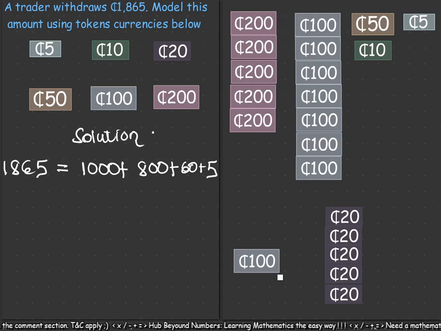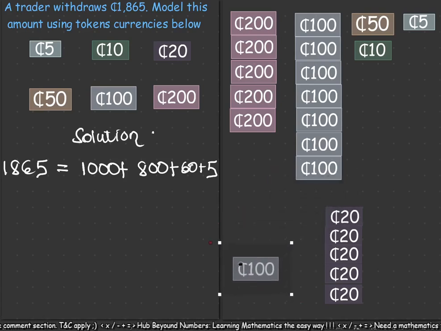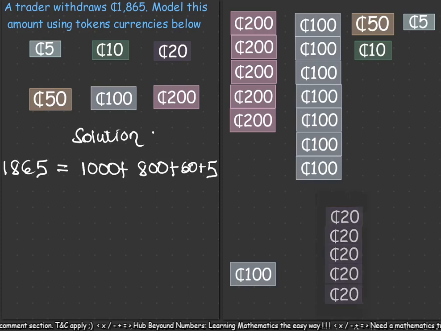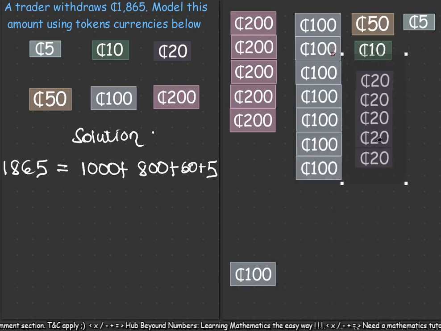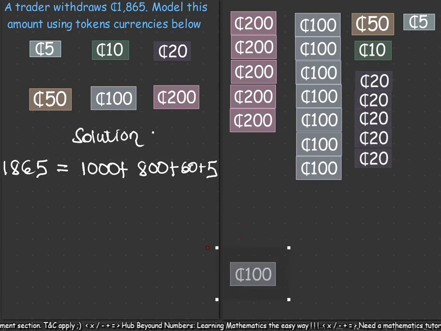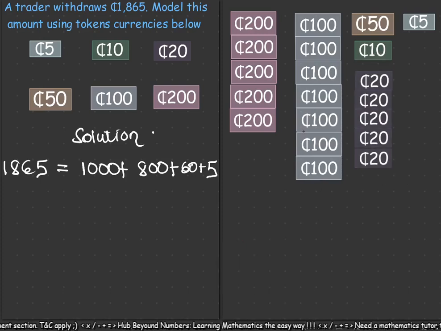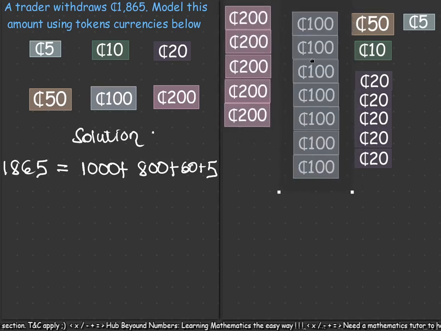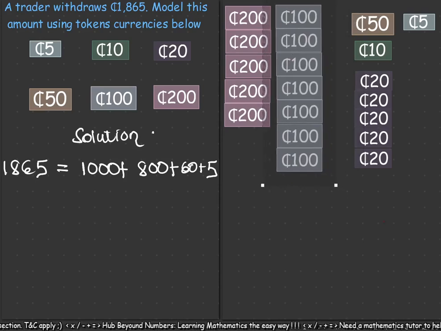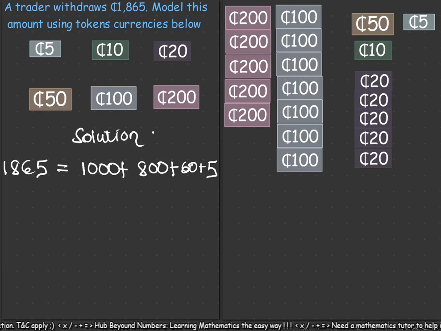So then, instead of my 100 cedis being here, I'm going to substitute it for what? This, which also represents 100 cedis. And then just bring it here. So I can delete this. This means that if we add all these sums of money, we are going to get what? The desired amount that the trader wanted to withdraw.